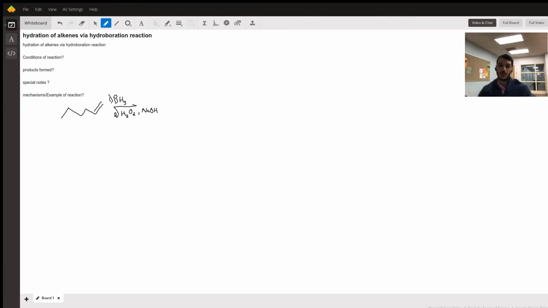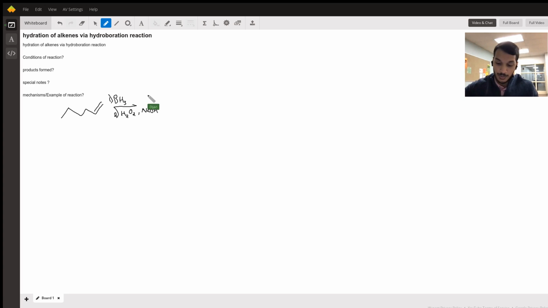So the reaction we'll be going over today is hydroboration. This reaction is relatively straightforward. Essentially, you're going to have an alkene, or a molecule with a double bond. You can react it with a borane, BH3, and then you're going to oxidize that borane with hydrogen peroxide and sodium hydroxide for the second step.